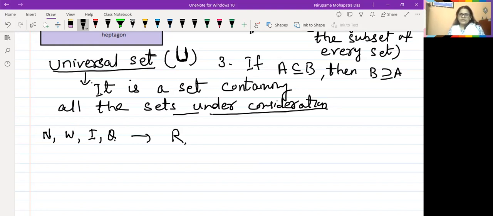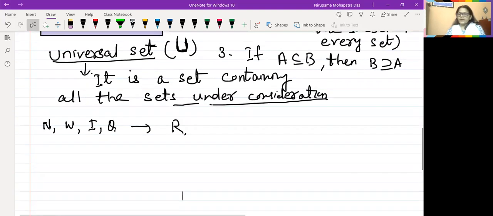The basic concept here is that the universal set is the superset of all other sets, and it depends from case to case. Like I have given one example: whenever we are considering the classes of the school, in that case, school is the universal set. When we are considering the number system, natural number, whole number, integer, all these sets, the set of real numbers contains all these sets. So here, the set of real numbers is the universal set.